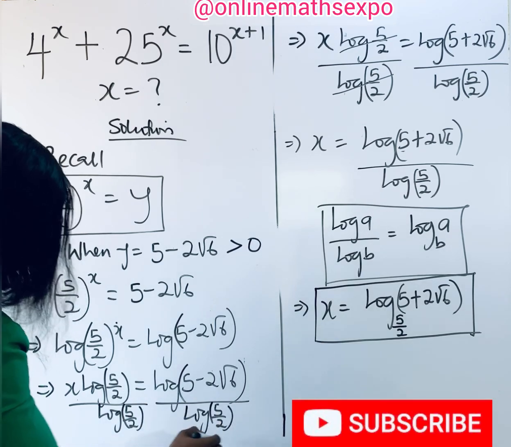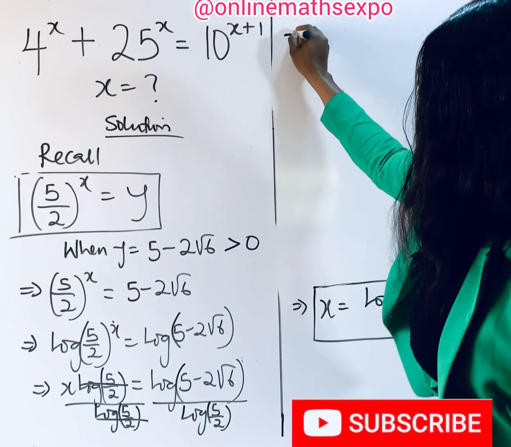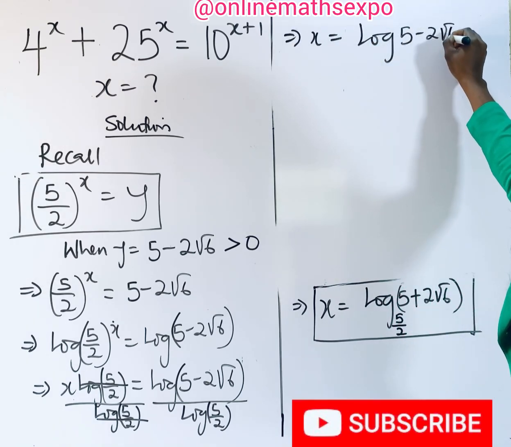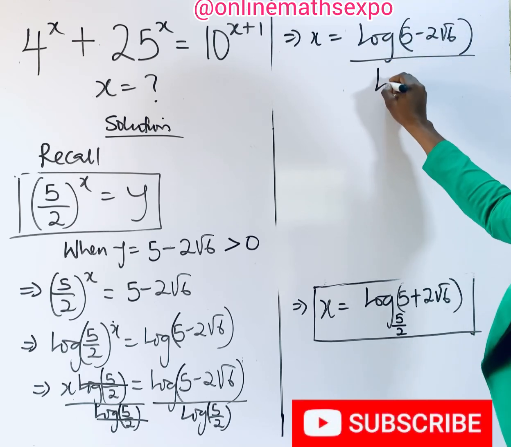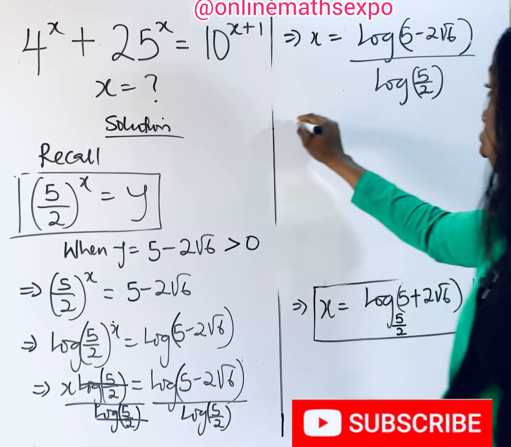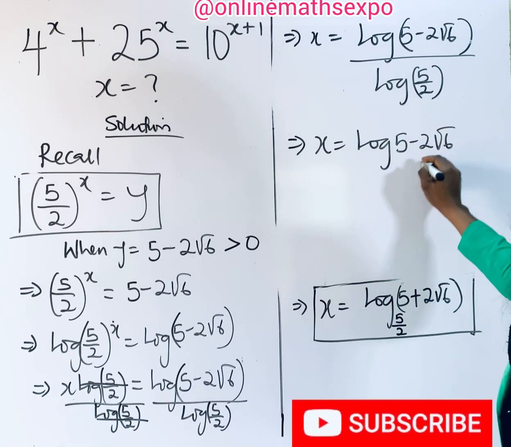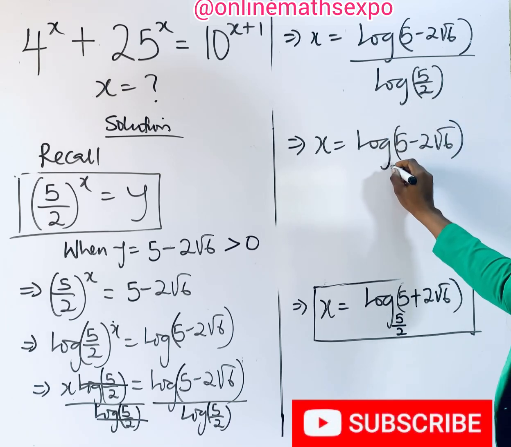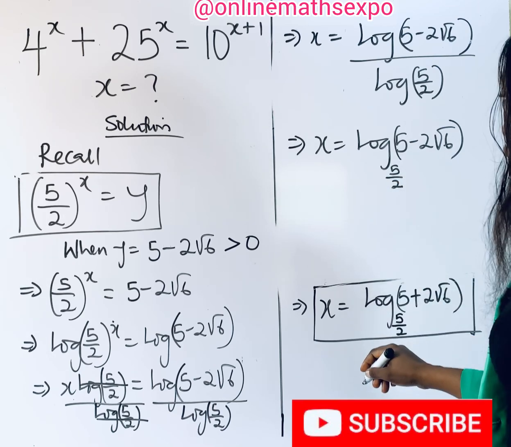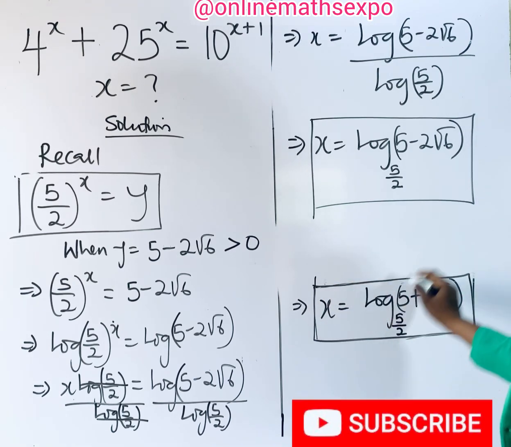So if you do that, you observe that this cancels this. So now x is equal to log of 5 minus 2 root 6, divided by log of 5 divided by 2. Now applying the same change of base rule, x is equal to log of 5 minus 2 root 6, and all this will have a base of 5/2. Like we said, you can still leave this as base 2.5. So you can have this as the value of x, and this is also the next value of x.